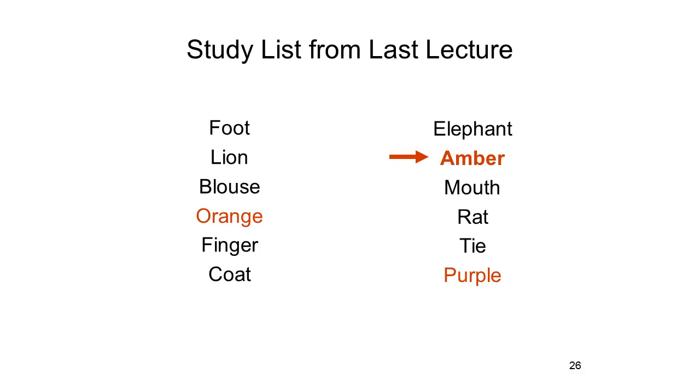How an item is encoded determines how it will be retrieved. If it's encoded as a color, it will be most easily retrieved as a color. If it's encoded as a girl's name, it'll be most easily retrieved as a girl's name.